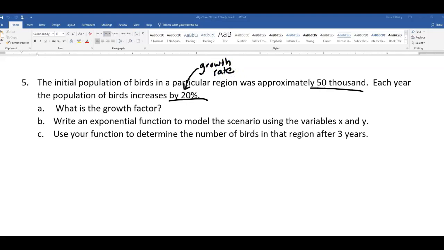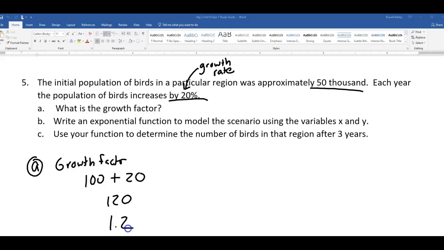To find your growth factor, you're going to do 100% added to 20%, which is 120, and then you're going to change it into a decimal, which is 1.2. You change it to a decimal by moving the decimal over twice. So that's how you change percentages into decimals, is by moving the decimal over. So my growth factor is 1.2.